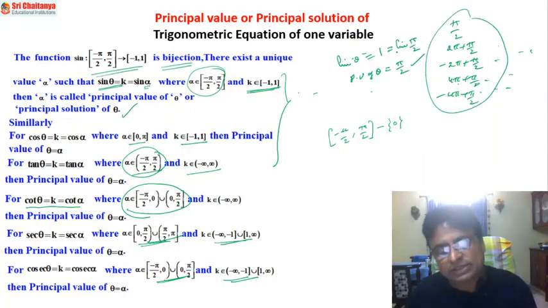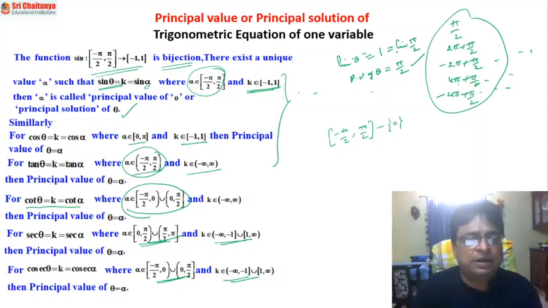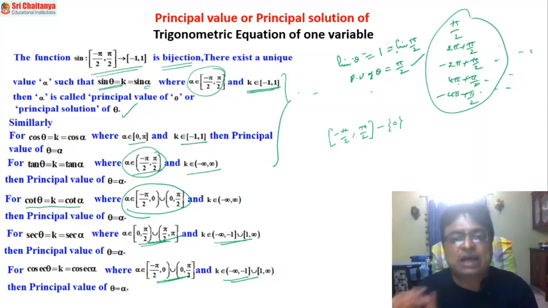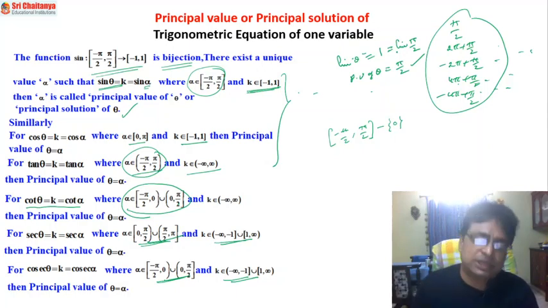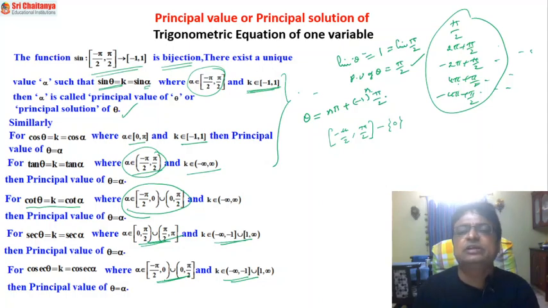So how to write the solution? These are infinitely many. They are not 100 in number or 1,000 in number. How do we write that solution? Writing all those solutions in a compact form is called the general solution. So for this, we can write the general solution of theta as n pi plus minus 1 whole power n into pi by 2. This is the general solution for sine, where n is any integer. You can take n as any integer.